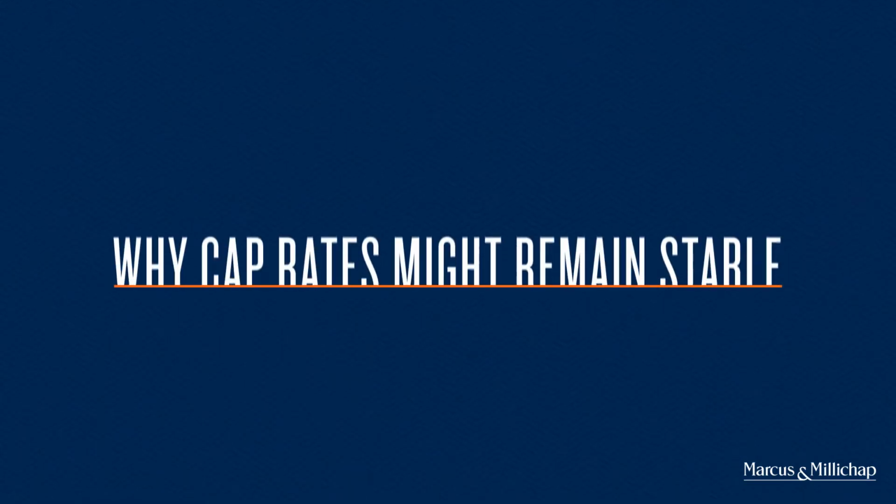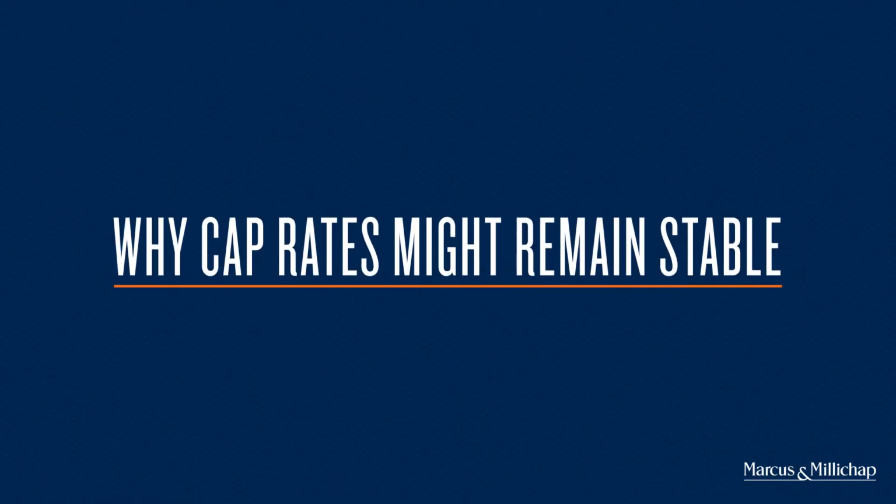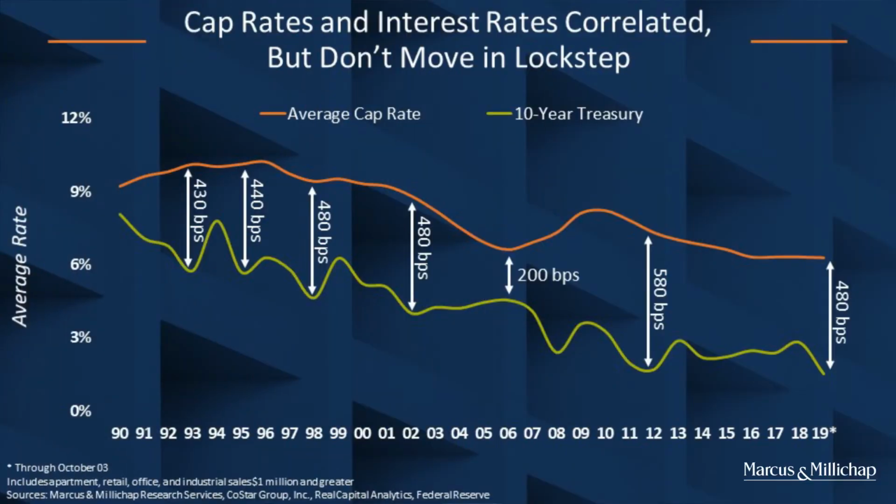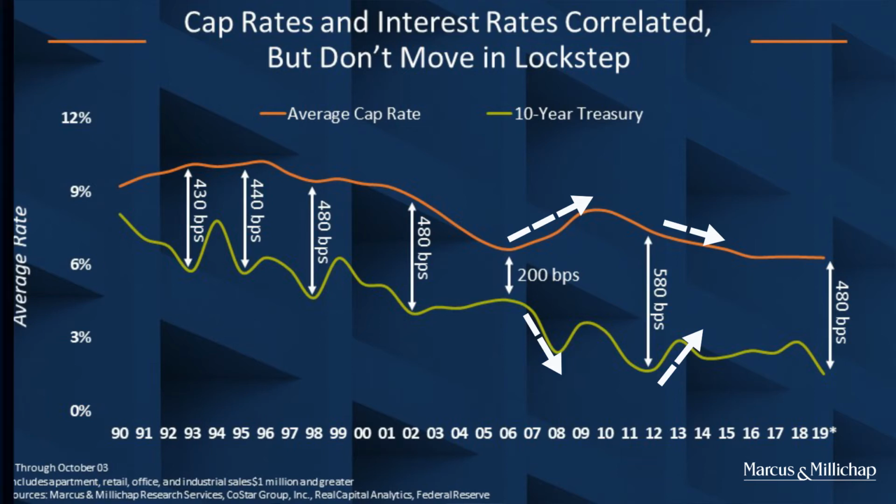Now, on the flip side, traditionally, cap rates and interest rates have not moved in tandem, at least not over the short term. For example, when rates were falling in 2008, cap rates were rising. And in 2013, when interest rates were rising, cap rates were falling. So they're not moving together all the time, at least over a short-term span, although they do move together over the long term. Also, last year, as interest rates went up, cap rates remained stable.